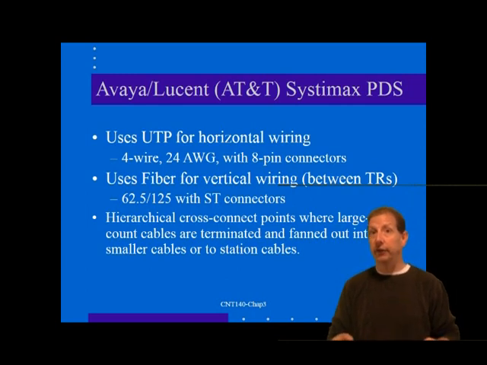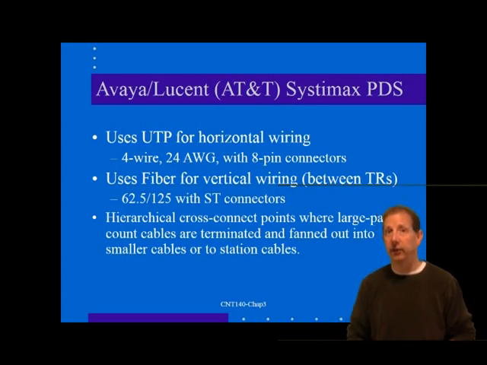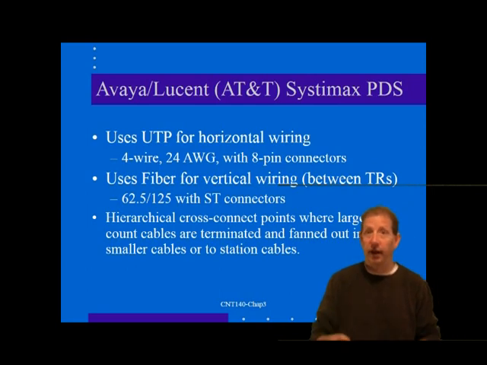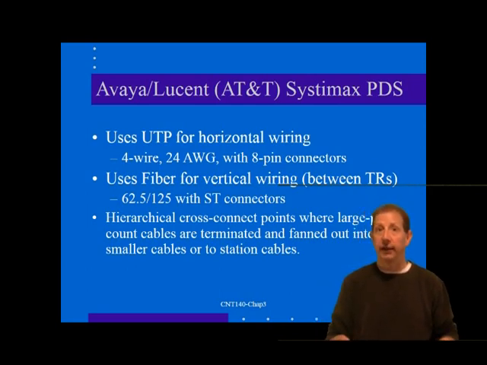PDS uses either UTP or fiber cable. Copper is used for horizontal wiring to the workstations, and fiber is used for vertical wiring between the wiring closets. The copper pair is a 4-pair, 24-gauge cable, while the fiber is 62.5/125 cable. The 8-pin modular connectors are used for copper, and ST connectors are used for the fiber.